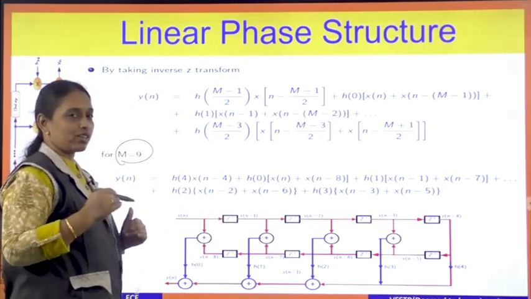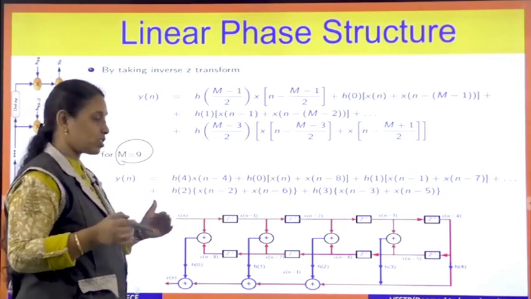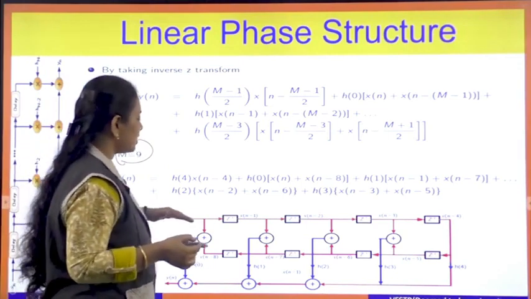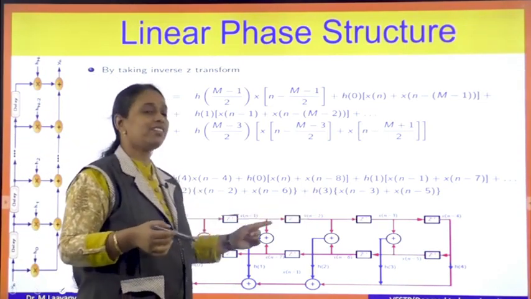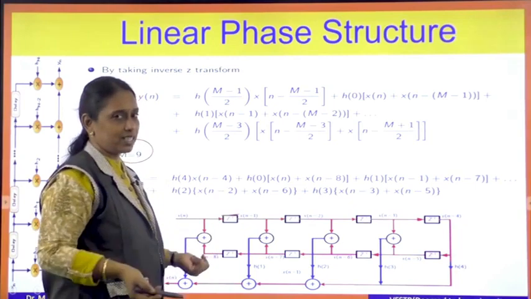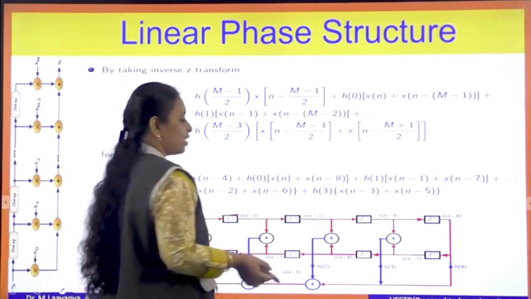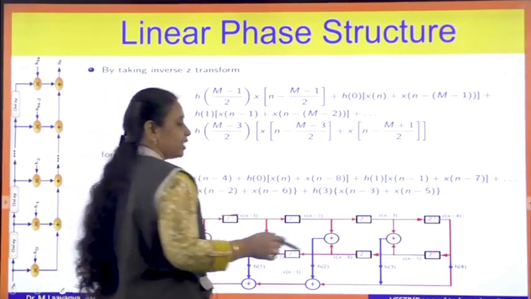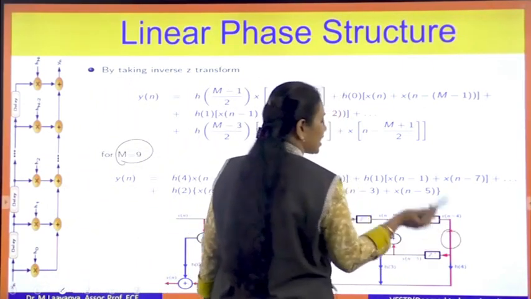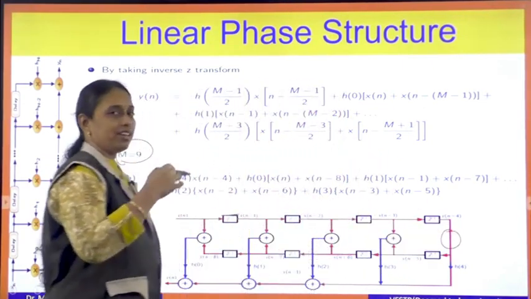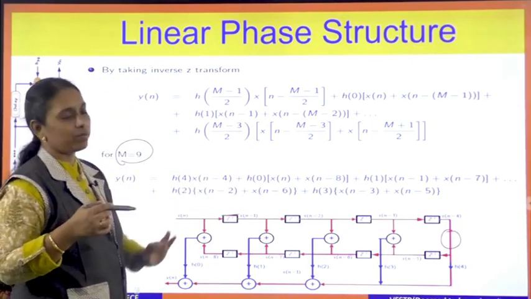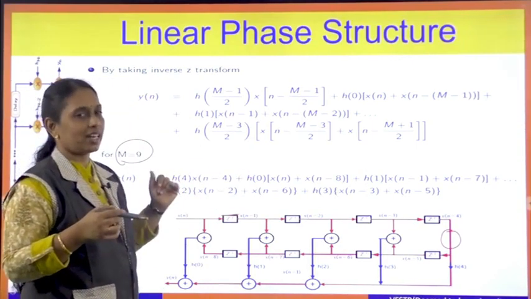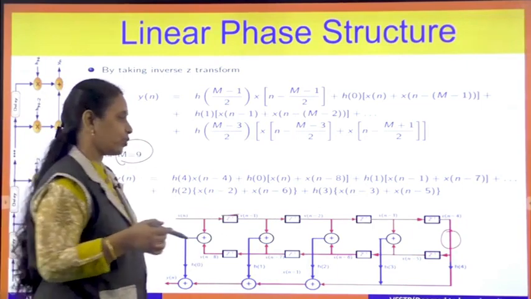Now I have to draw the structure. Now it is an odd structure. So odd means in the horizontal line I will have an even number of z inverse, that is delays, and also down I will have an even number of delays. Here we had a delay in the case of even. Here in the odd case there won't be any delay, it will be a straight line. If you keep this in mind, easily you can draw it.